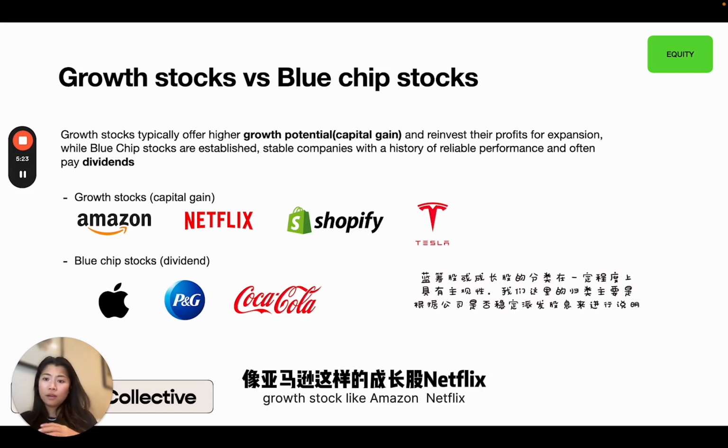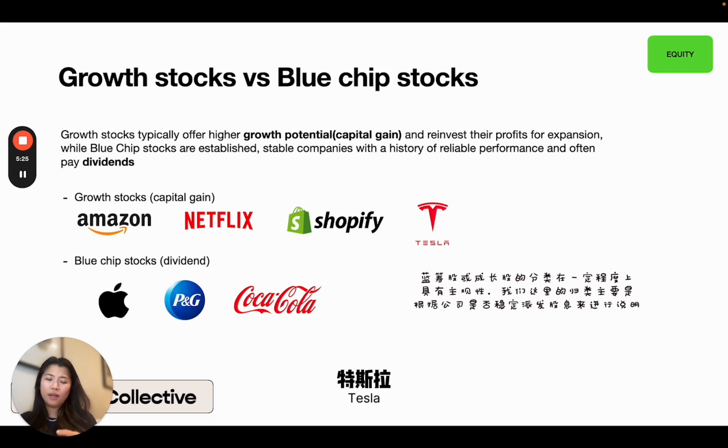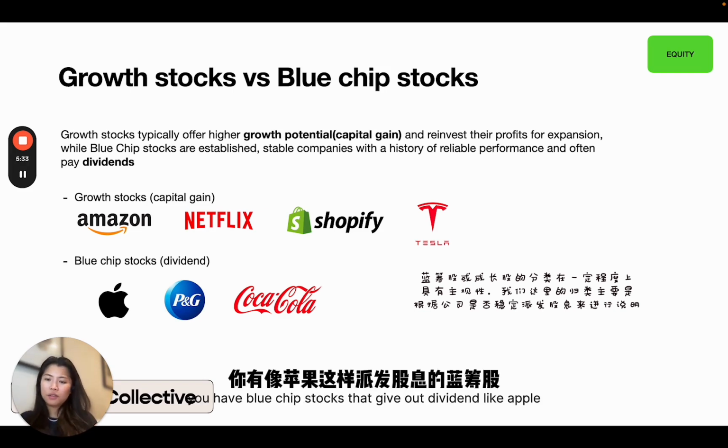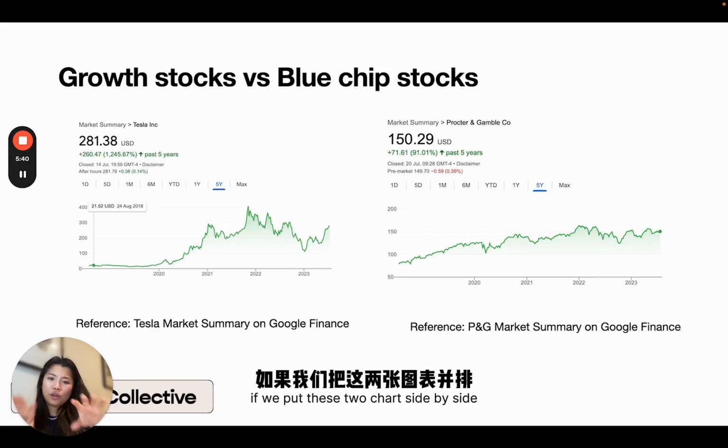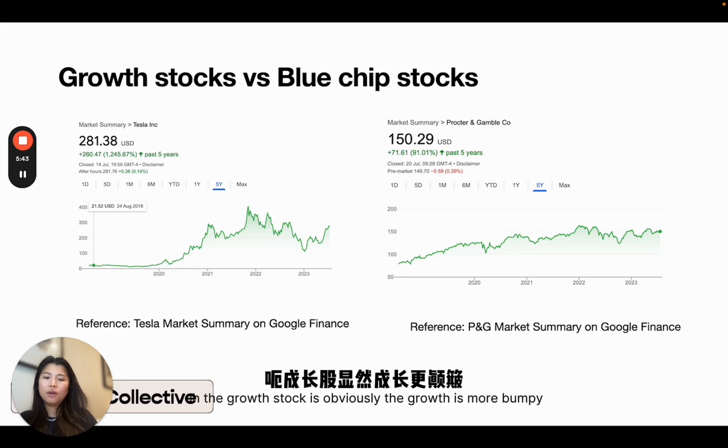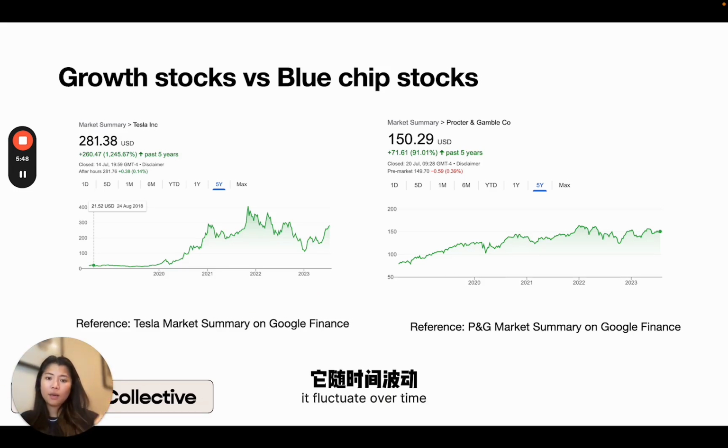Here are some examples. Growth stocks like Amazon, Netflix, Shopify, Tesla. When you invest in these companies, you're looking for the growth potential instead of dividends. On the other hand, you have blue chip stocks that give out dividends, like Apple, P&G, and Coca-Cola. If we put these two charts side by side, what you can see is that the growth stock is obviously more bumpy. You have ups and downs. It fluctuates over time, and you need to take some betting. On the other hand, when you're looking at these blue chip stocks, they have more steady performance, and they have a history of giving out dividends.